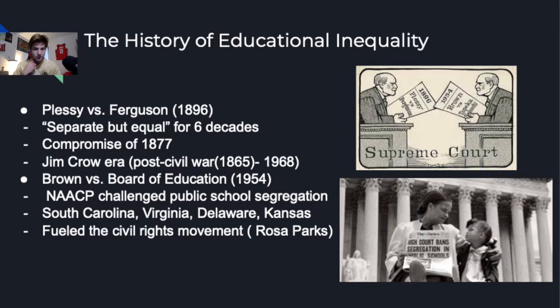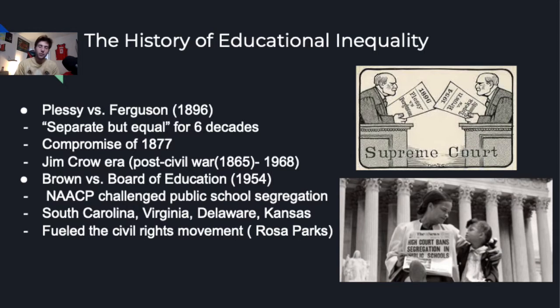In the Plessy versus Ferguson case, a man, Homer Plessy, refused to sit in the car for black people on a train. This was the start of the transition from the Civil War. With Plessy versus Ferguson, we have "separate but equal," and we all know that it never really is equal. This also brought about the Compromise of 1877, which withdrew all the troops from the South after the Civil War.